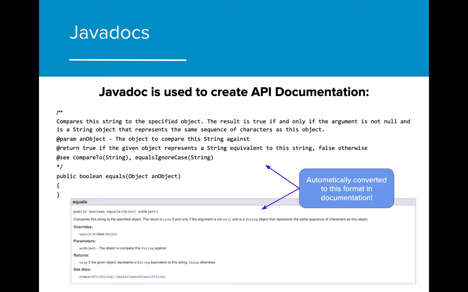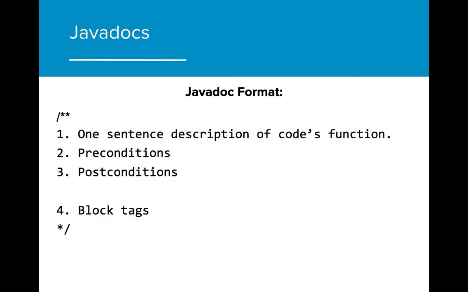Here we can see that the documentation for equals is being translated from the Javadoc format into the proper API documentation. Let's take a look at how we can implement this ourselves. In general, Javadoc comments follow a specific format. They first start with a 1-sentence description of the code's function, then a pre- and post-condition, and block tags. We'll dive into each of these with an example method that we've already written.